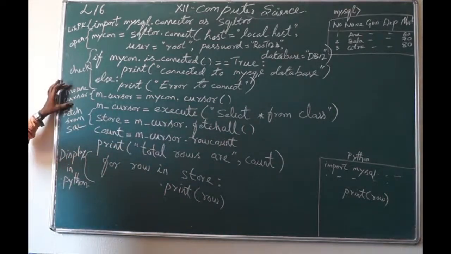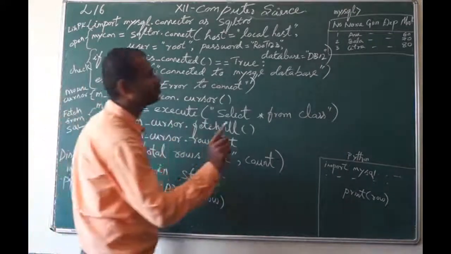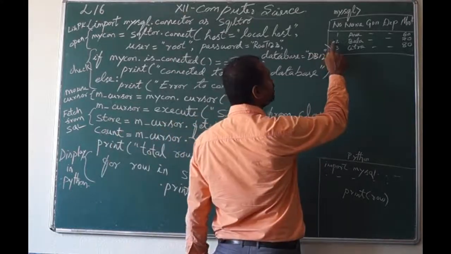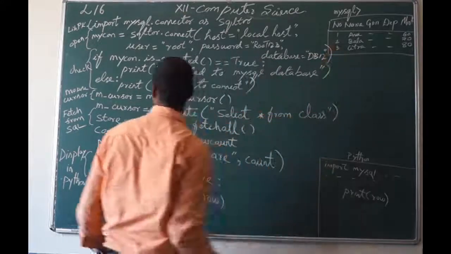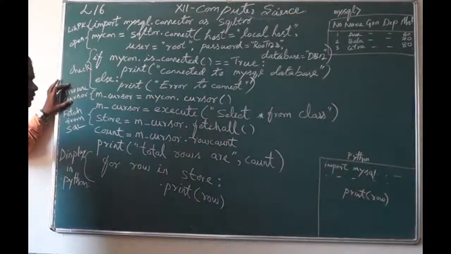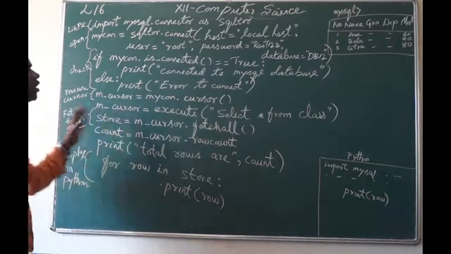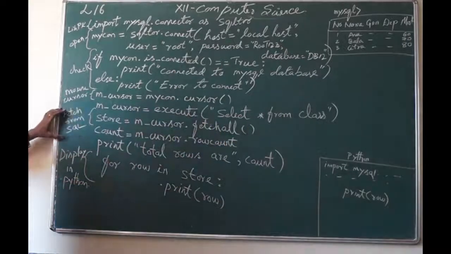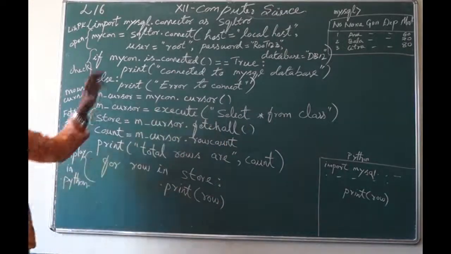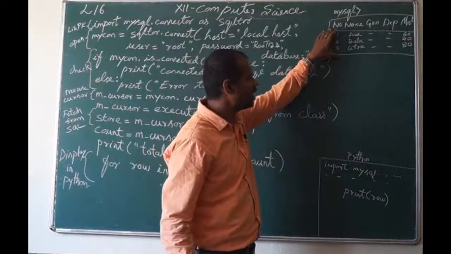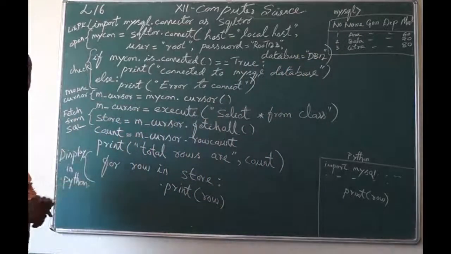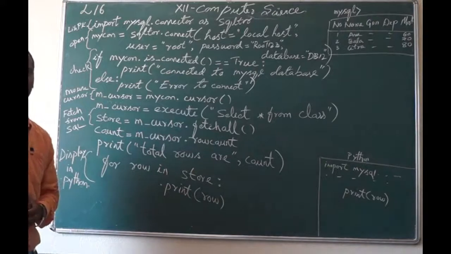Then we have to create a mouse cursor. If I want to select the table, I have to keep the mouse pointer here. Am I right? So we have to create a mouse cursor. Then we have to fetch the data from SQL for this line. Then to display this data in Python, we have to write this line. That's all. Very simple.